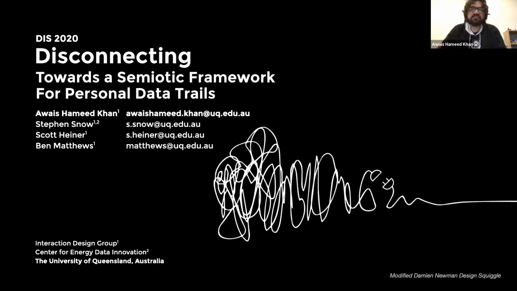This pictorial is part of a broader research program that explores how to make designerly practices, tools, and methods easier to understand and use by non-designers.